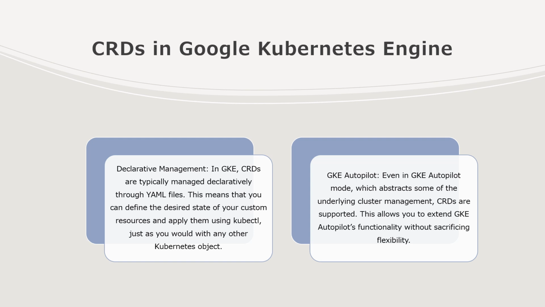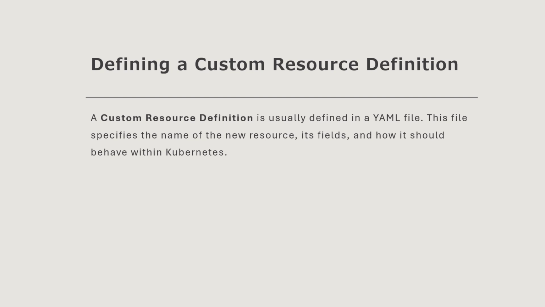Example: if you are building a custom CI/CD pipeline in GKE, you could define a CRD for build pipeline objects, allowing your teams to interact with pipelines in a Kubernetes native way, using familiar tools like kubectl. A custom resource definition is usually defined in a YAML file. This file specifies the name of the new resource, its fields, and how it should behave within Kubernetes.